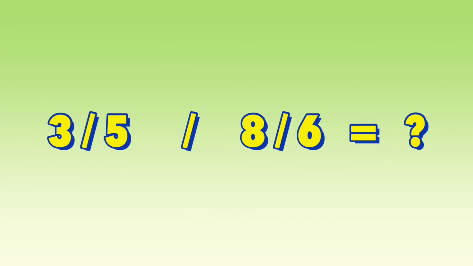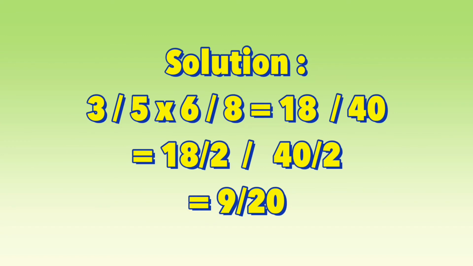Okay, next number, 3 over 5 divided by 8 over 6. A solution, we have to copy first the numerator, which is a fraction also, 3 over 5, then times, since we're using the symbol of multiplication, we're going to write the reciprocal of 8 over 6. The reciprocal of 8 over 6 is 6 over 8. And after that, we're going to multiply horizontally. 3 times 6 equals 18. 5 times 8 equals 40.